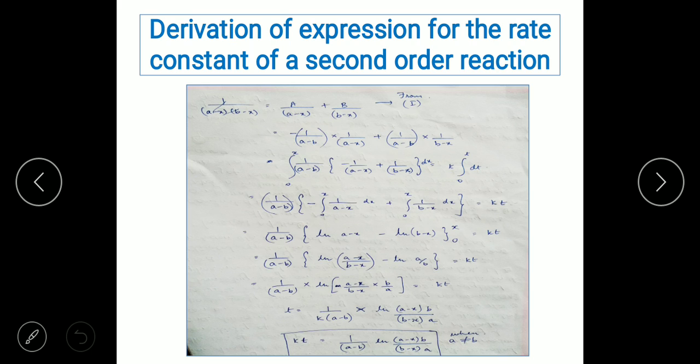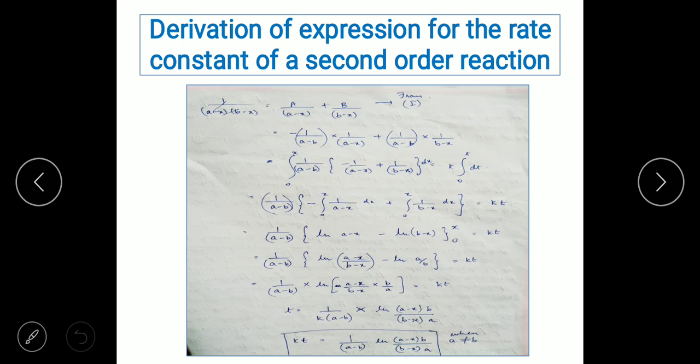Now here, this is in the form of ln of a minus ln of b. So when you have ln of a minus ln of b, you're going to make it as ln of a by b. So we have ln of a minus x divided by b minus x, into b by a, is equal to kt. Now the final expression, you can retain it as it is for the value of the rate constant, or you can also equate it with respect to base 10.